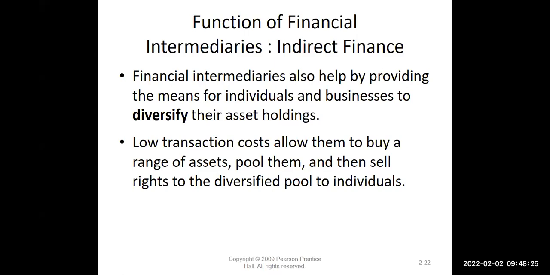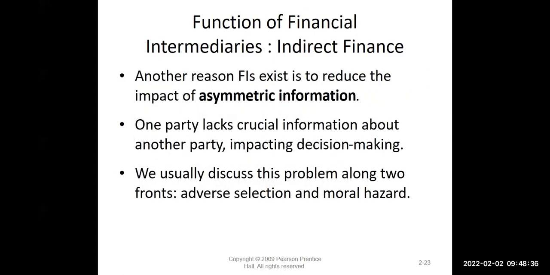But if you are an individual investor and you are investing in only one particular asset, you will not be able to diversify as well as some financial intermediaries can. Another very important reason for the existence of financial intermediaries and indirect finance is asymmetric information. Do you know about asymmetric information? Does anybody know something about asymmetric information?